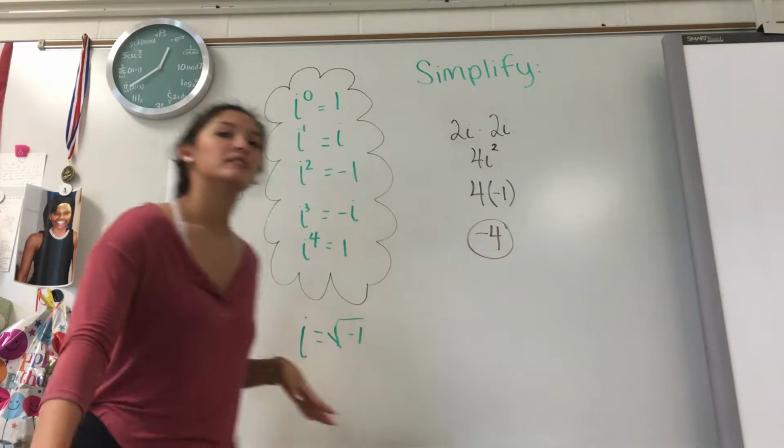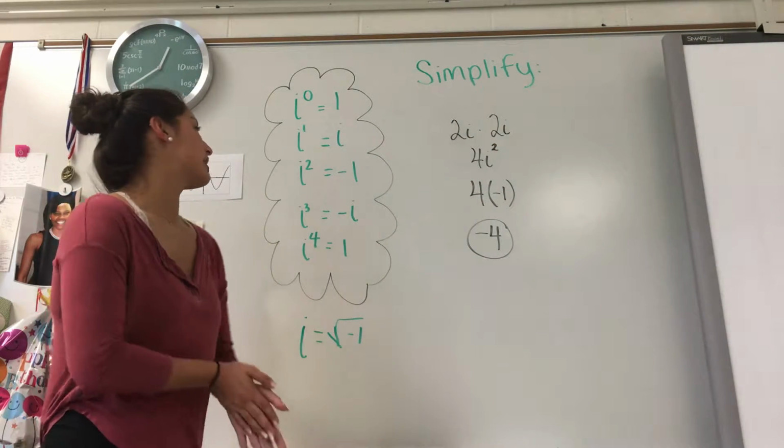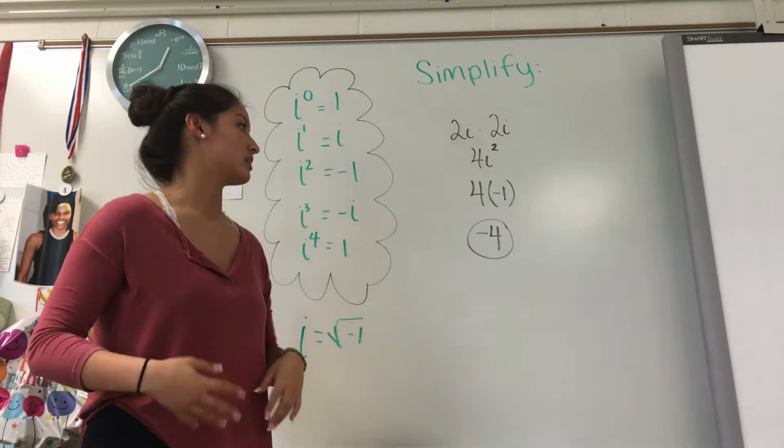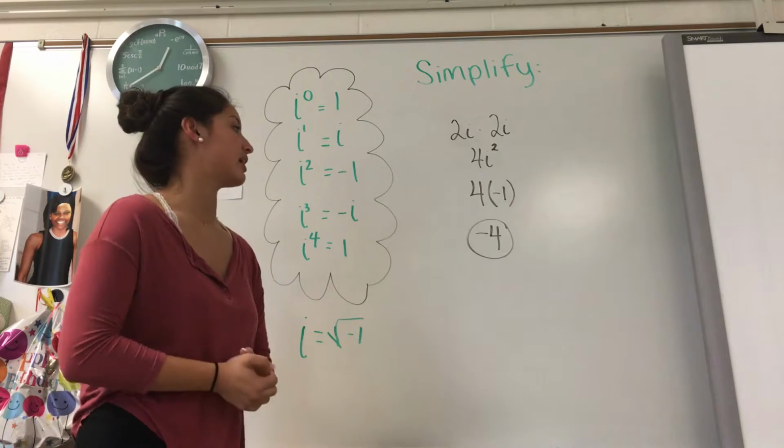But remember our little chart. i squared is equal to -1, so it's really 4 times -1. And then simplify, and you get -4.